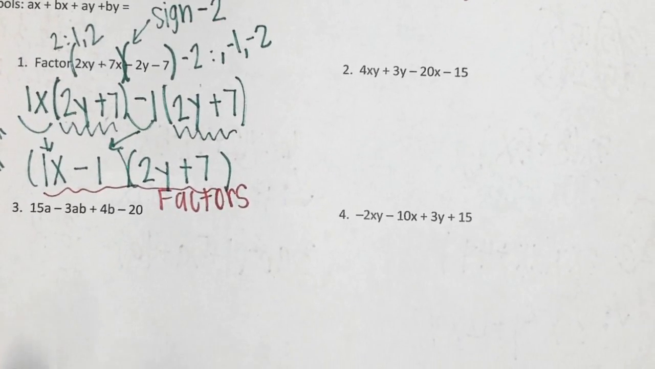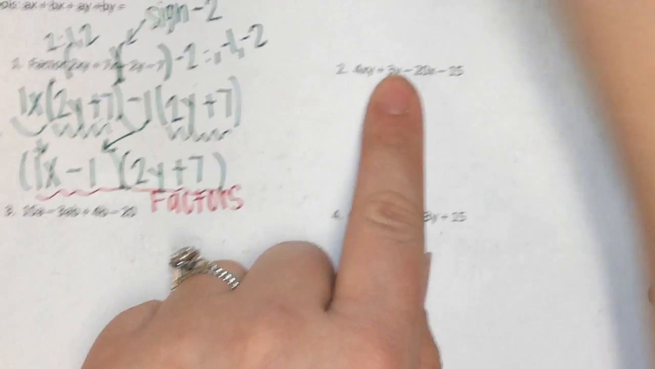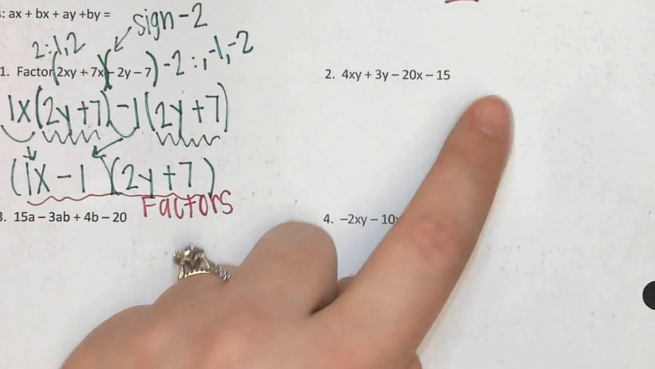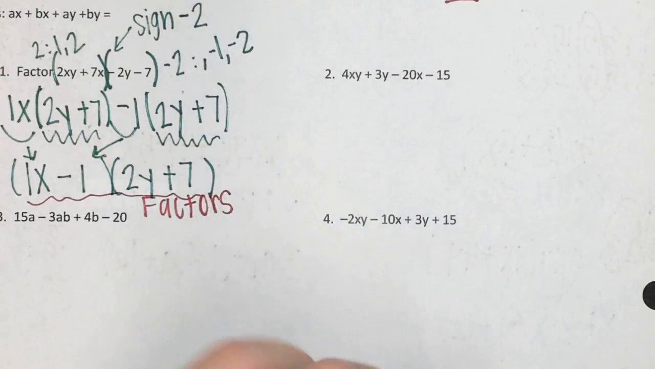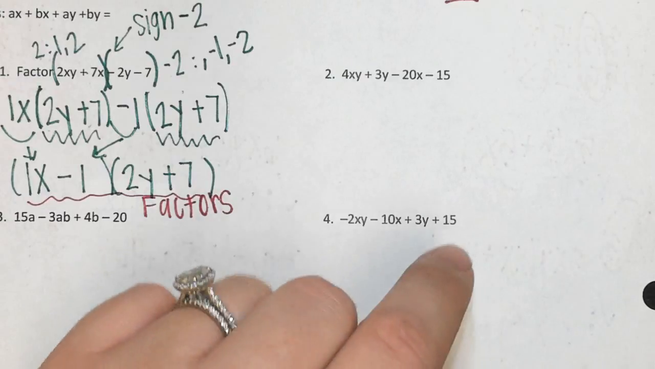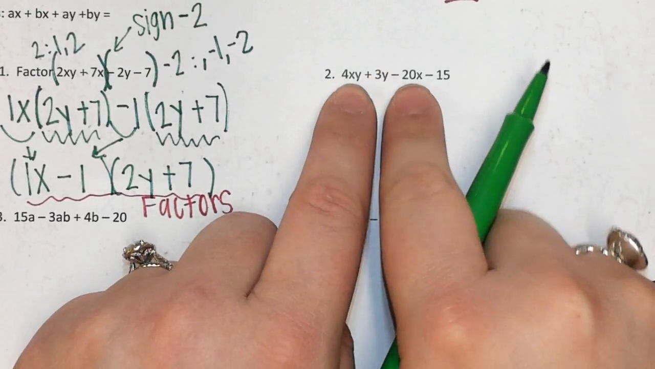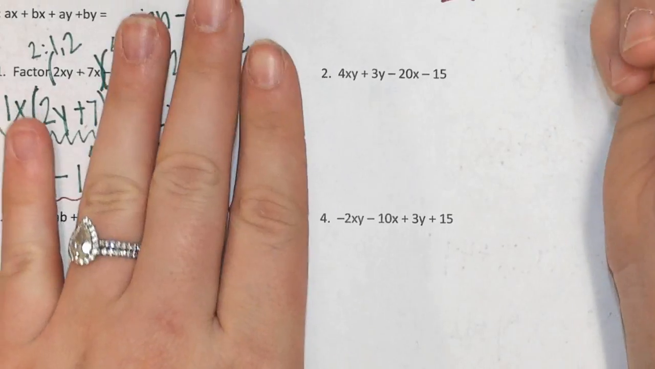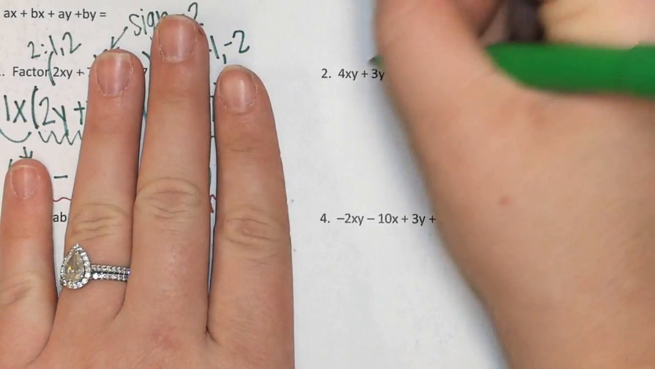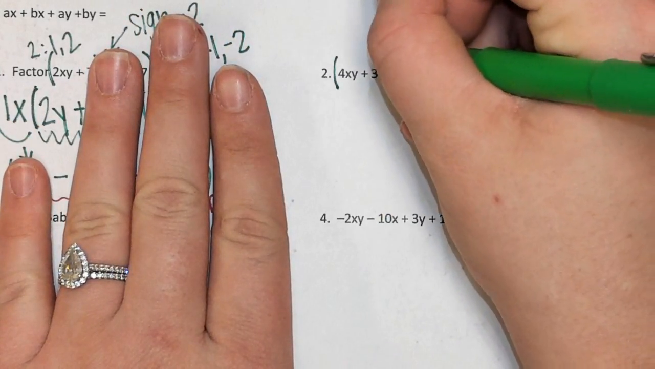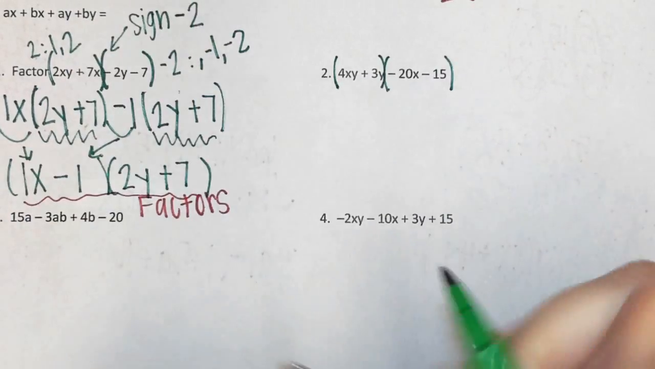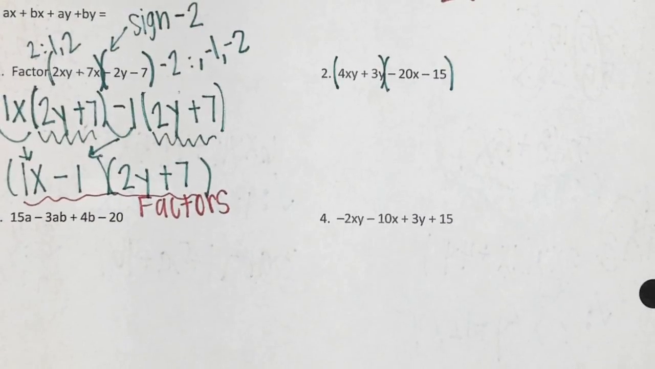All right, number 2. First thing you do: we have 4 terms? Yes. Are there at least 2 that have variables in common? Yes. X, X, Y, Y. Okay, so let's put our parentheses around them.